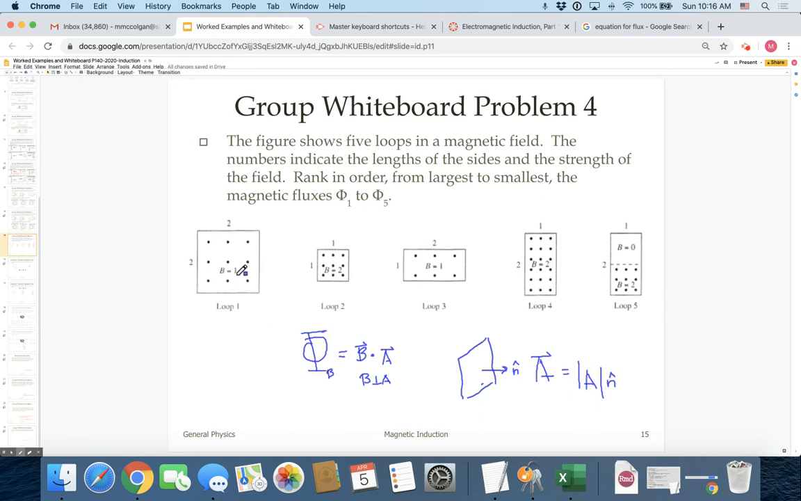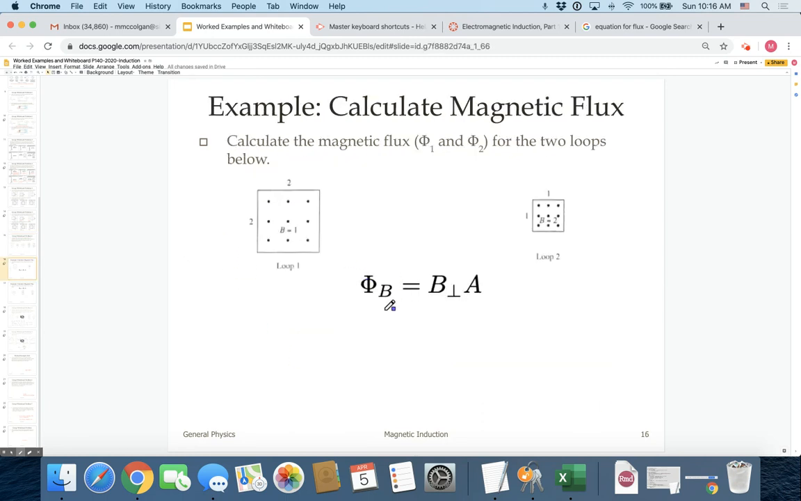So let's look at this example first. We're going to say the flux is equal to B perpendicular times A. If we look at this one, we have B is equal to 1. So our flux is going to be B, which is 1, times the area, and it's just 2 times 2. So in this case, our flux is going to equal 4. In this case, our flux is going to be B, which is 2, times the area, which is just the side, 1 times 1. So flux here is going to equal 2.